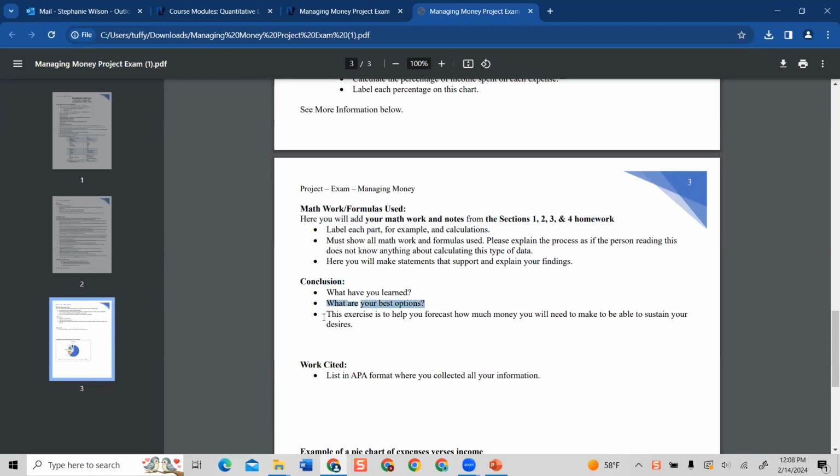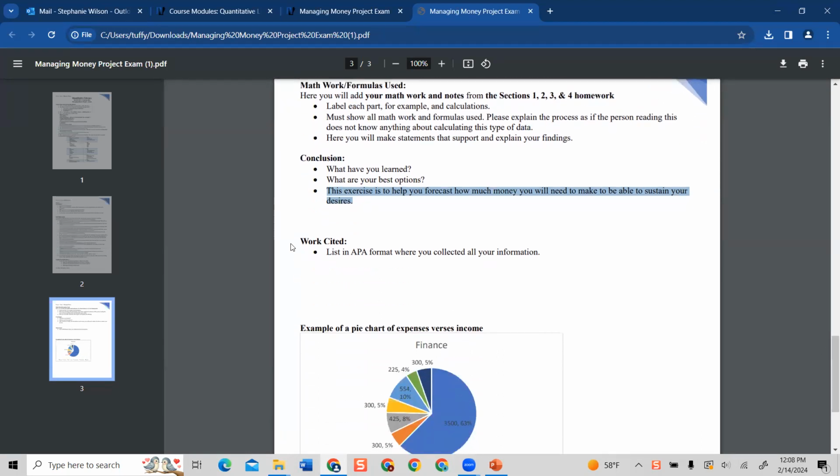This exercise is to help you forecast how much money you will need to make to be able to sustain your desires. So just note that the dollar numbers will be different. Your amount is going to be different in 2 years, 4 years, but you're getting a great idea today about it. You're going to have a works cited page, and I want it in APA.